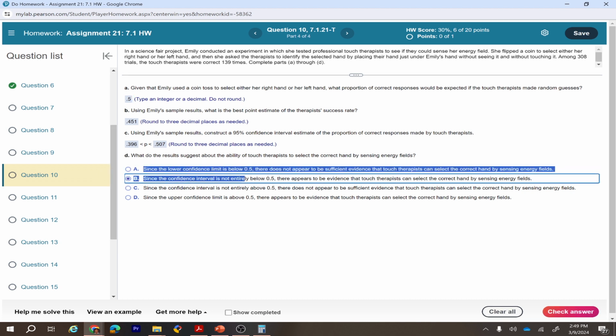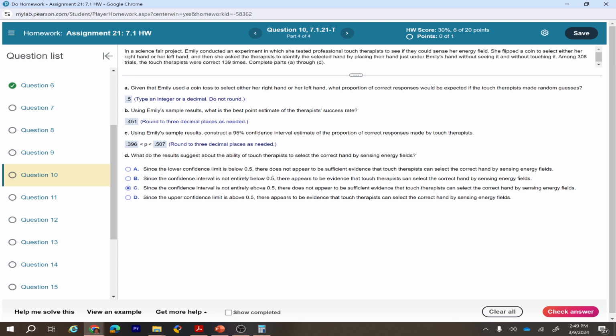Let's go to the second one. Since the confidence interval is not entirely below 0.5, there appears to be evidence that touch therapists can select the... no. That's not right. Since the confidence interval is not entirely above 0.5. If the confidence interval was entirely above 0.5, then we can say that the therapist had some kind of sense, but it's not entirely above 0.5, so this is the right option.